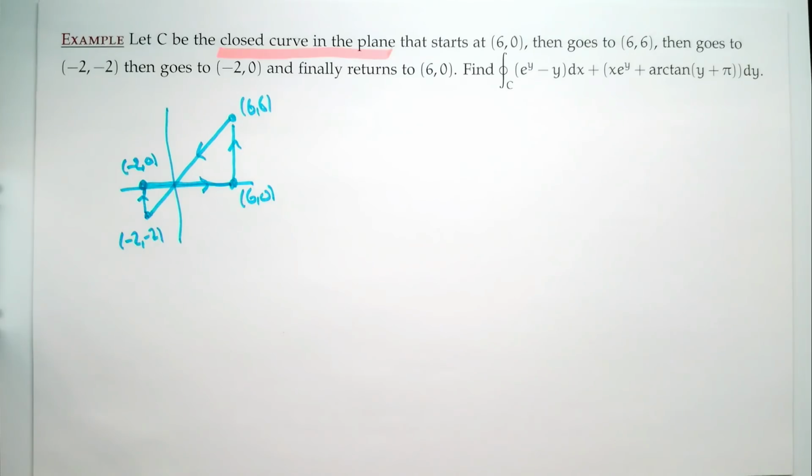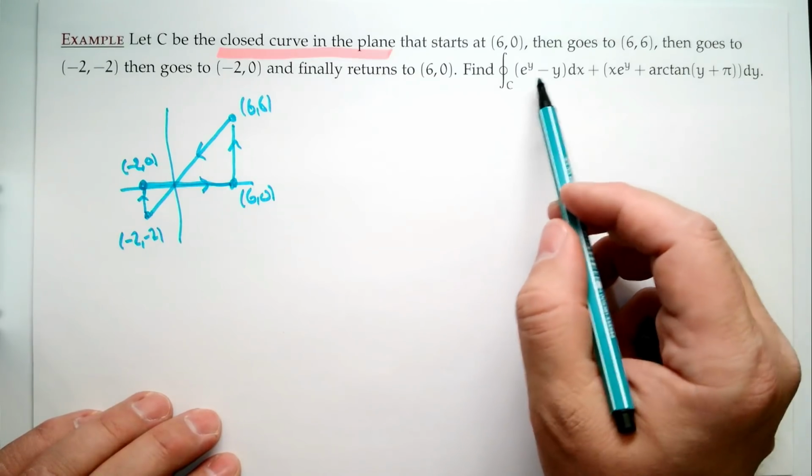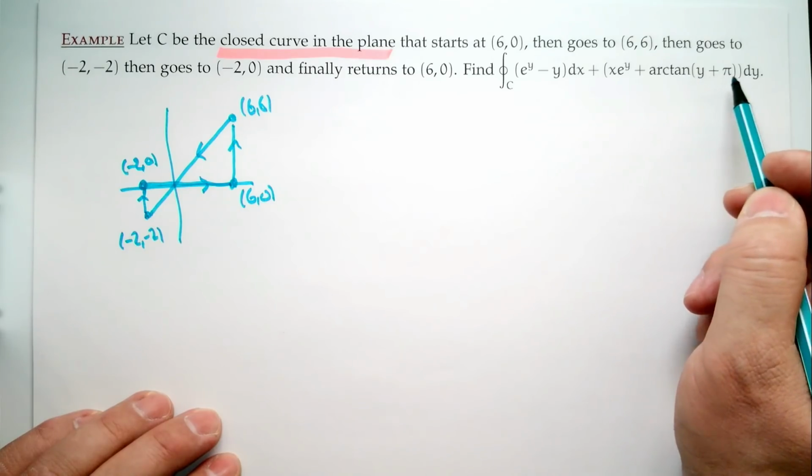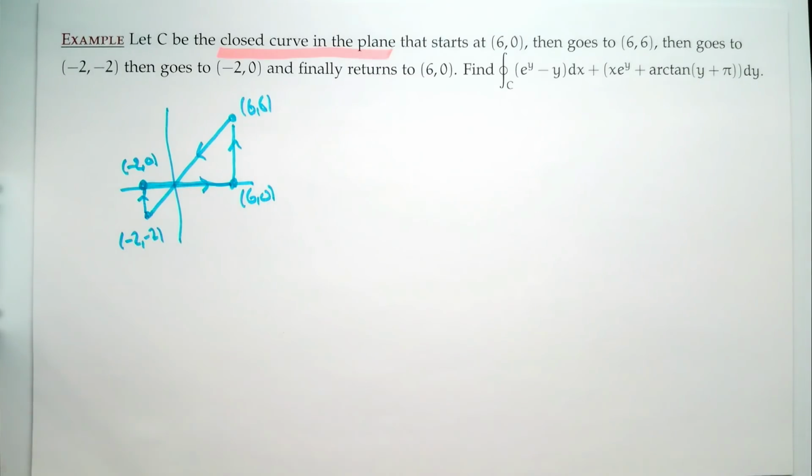And what's our goal? Well, our goal is to find the integral along this curve of e to the y minus y dx plus x e to the y plus arctangent of y plus pi dy. Now, of course, we know Green's theorem says we're not going to do that integral. We're going to do a different integral. So we're going to think about what integral we're going to do. So let's think about what's going to happen here.